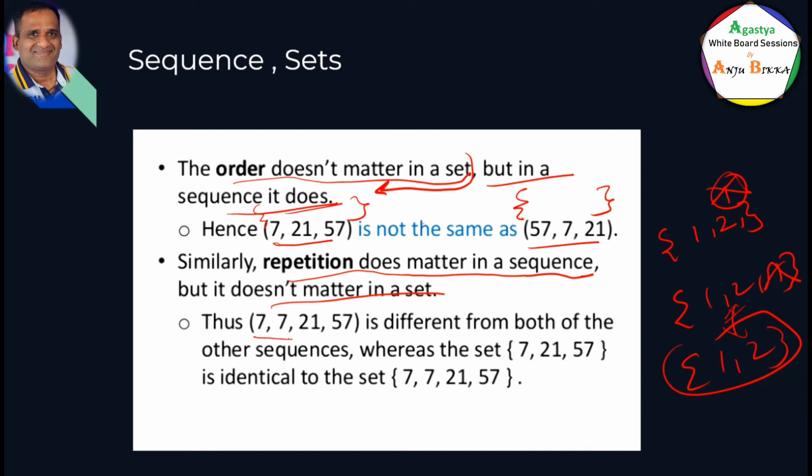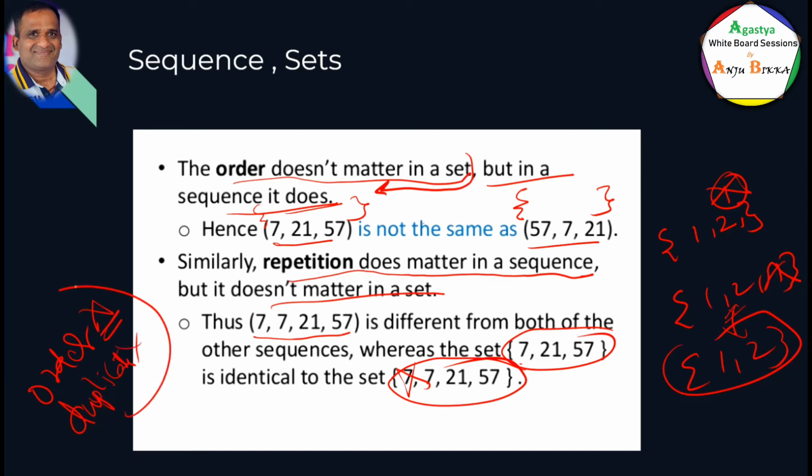Now we can say this sequence (7, 7, 21) is different from these two sequences. But in the case of sets, this set and this set are identical because this is a duplicate. So that is important. Order does not matter in sets, and duplicates also do not matter in sets, but in sequences it matters.